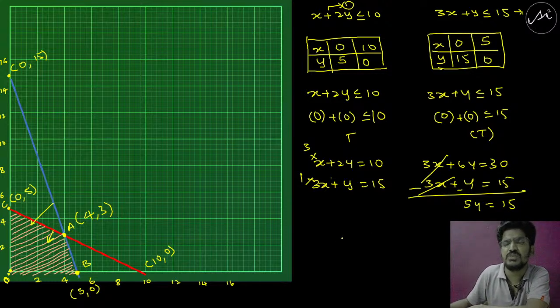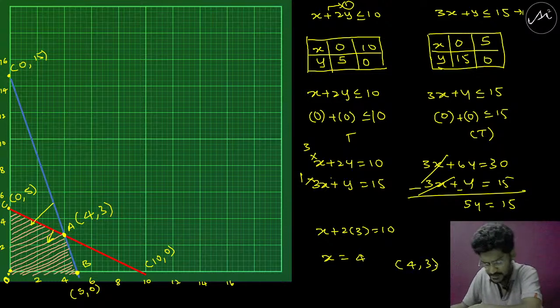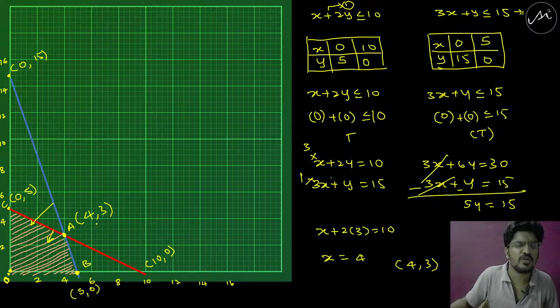Y equal to 3 has come, so find the x value. What does the x value become? X plus 2 into 3 equal to 10. So x will be what? 4. So therefore x is 4, y is 3. See, from the graph also we got the same point. X is 4, y is 3.